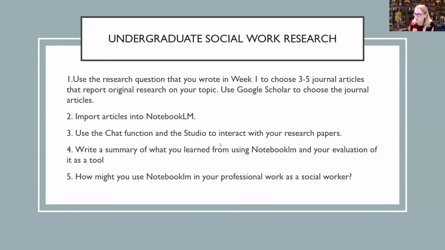And I'm going to start off. I'm teaching an undergraduate social work research class, and they've been working with research, developing research questions. The assignment required them to find 3 to 5 journal articles that report original research on their topic. We used Google Scholar and other more traditional ways to find those articles. We did not use AI to get the sources. We got the sources more traditionally, like the way I would normally do it.